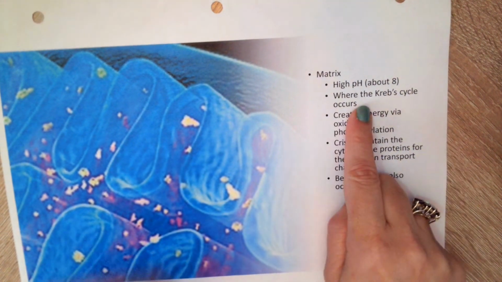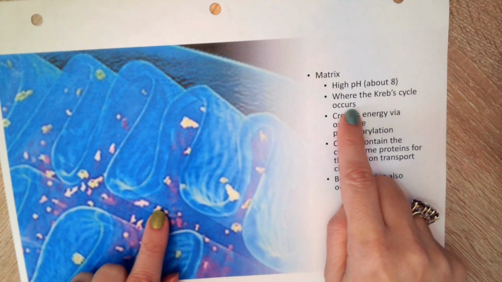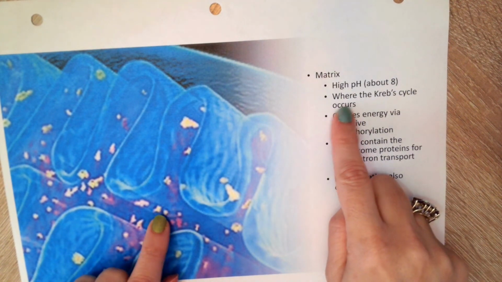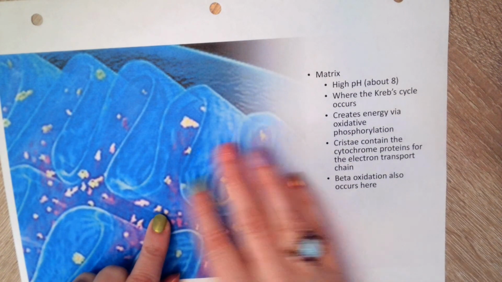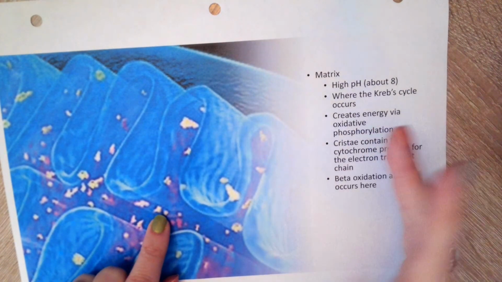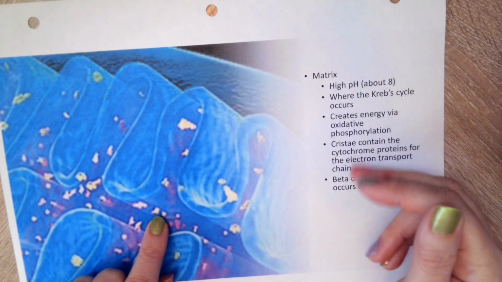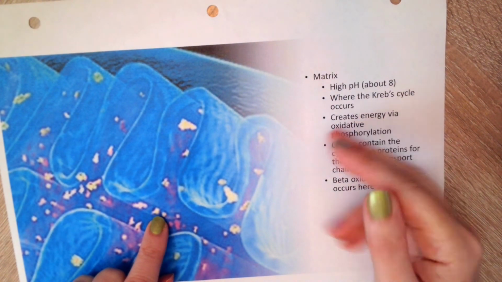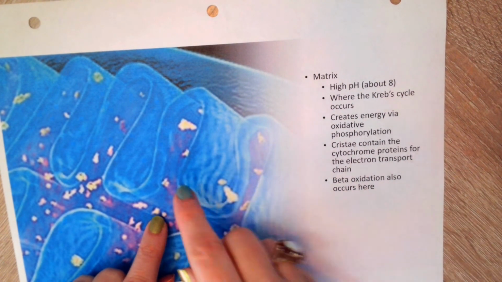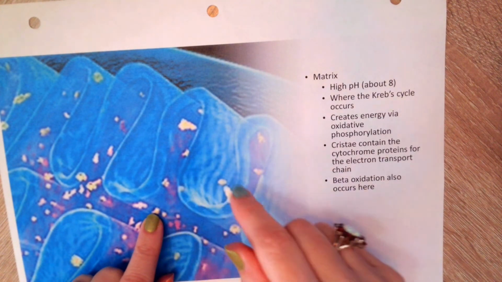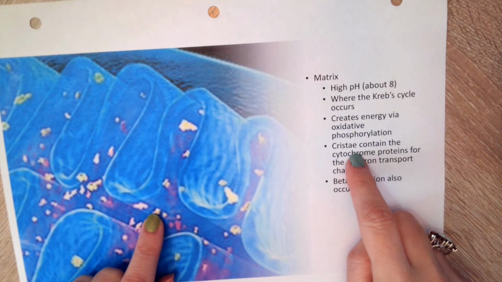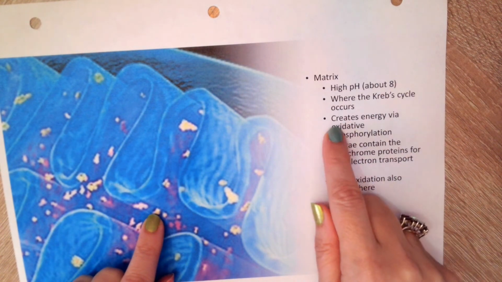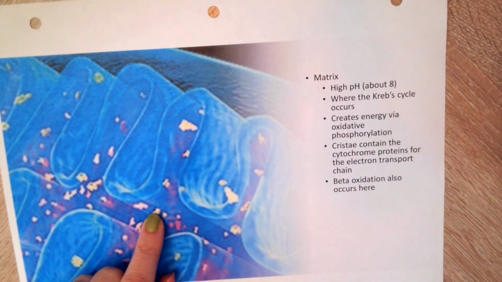The Krebs cycle happens in the matrix, so all the reactions for the Krebs cycle after we have acetyl-CoA that came from pyruvate. It also comes from other places, I shouldn't just say pyruvate, but pyruvate is one source of acetyl-CoA, and then we begin the Krebs cycle, and that happens in the matrix. We have the electron transport chain where we get the energy, and we're getting that energy from oxidative phosphorylation.